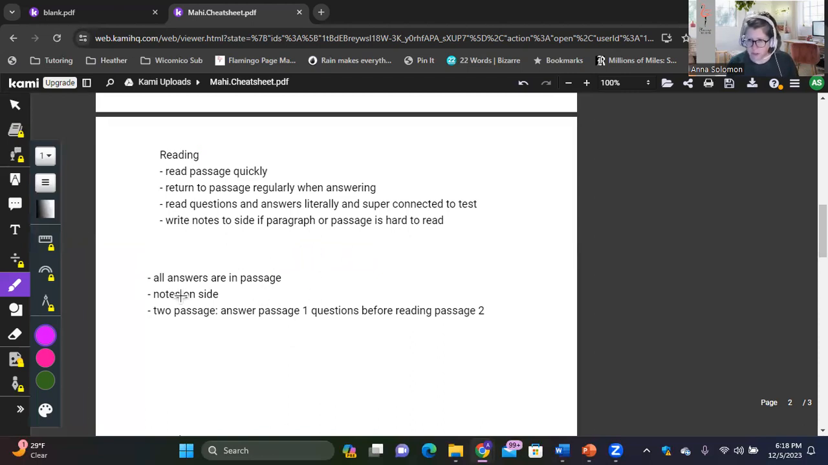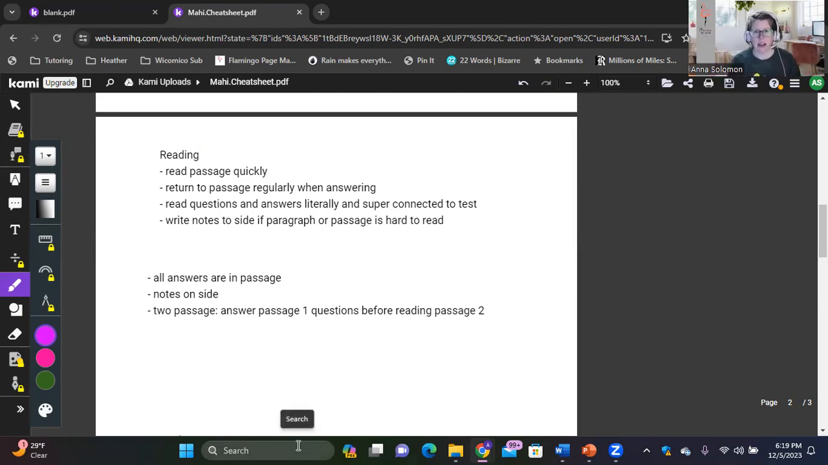Let's see what else. She wrote, all answers are in the passage. That is true. I've already said that when they say according to the passage, it's literally going to be there. It's what does the passage say, not what does the passage mean. So don't overthink it. Then she also wanted to talk about the notes on the side and then the two passage setup where you have passage A and passage B.